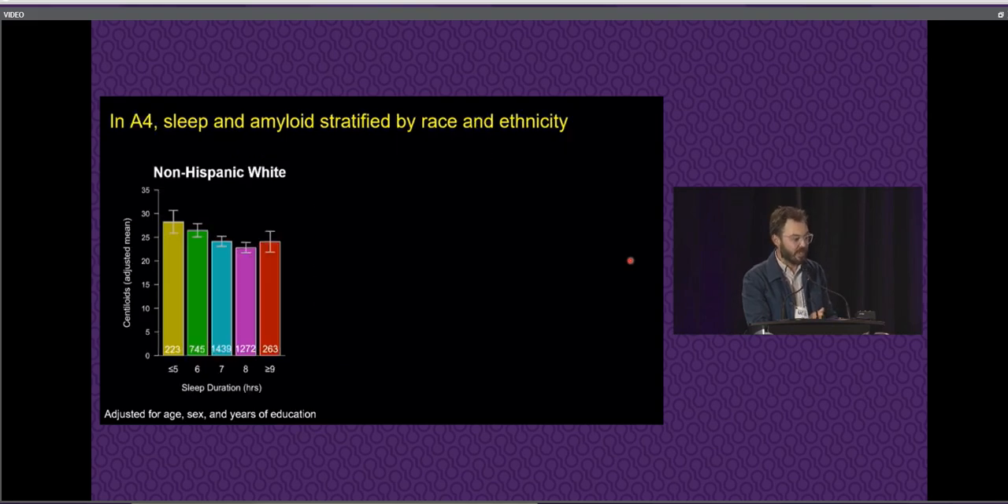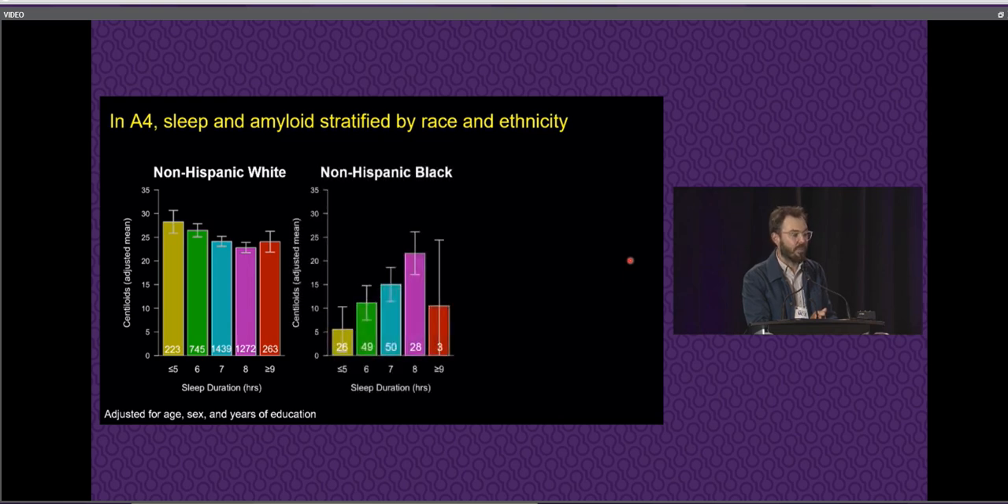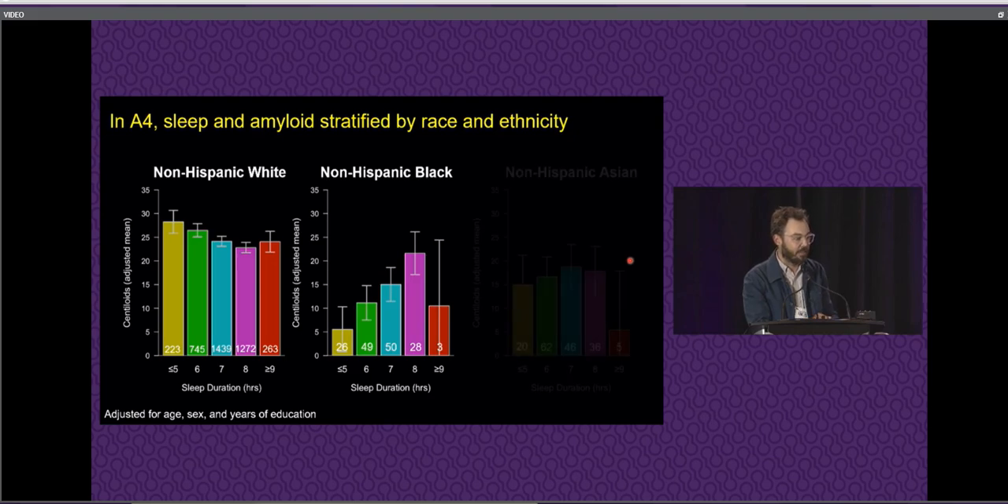When we look in A4, we see something similar, where in the non-Hispanic white group, it's the same pattern as the overall cohort. But in the non-Hispanic black group, here we actually see the opposite effect, where there's a positive association between how much they sleep and amyloid, so people with more sleep are more likely to have higher amyloid. And this actually reminded me of a paper that Casey Dieters did on the A4 screening data, showing that there was bias in who got into A4. People with more comorbidities were less likely to be screened. And this kind of suggests to me, are the people who are sleeping poorly and have a lot of amyloid maybe not making it into this study?